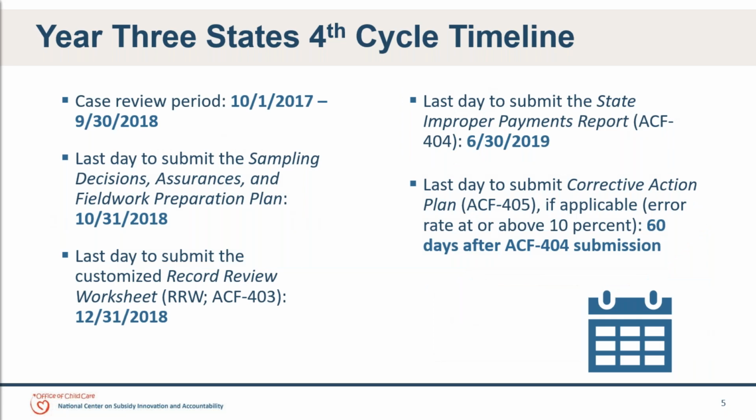So if we look at the timeline just a different way, same information, just shown a different way here. I'm going to focus on the second column. Again, the last day to submit the improper payments report is June 30th, 2019. That's a Sunday, so we do encourage everyone, actually maybe even we beg, to please submit your reports early if at all possible. It gives us a chance to review. You're most likely going to get comments back from OCC, so the sooner we get them and can start reviewing, the better for everyone. And the last day to submit the corrective action plan, or the ACF-405, is 60 days after the ACF-404 submission. And the corrective action plans are required if your error rate falls at or above 10%.